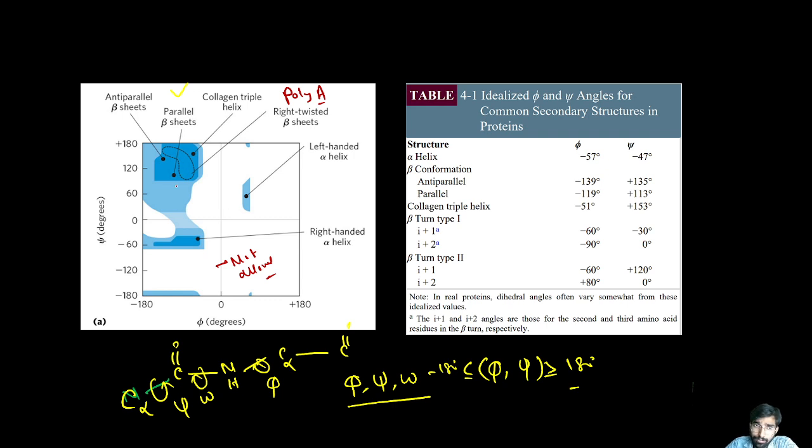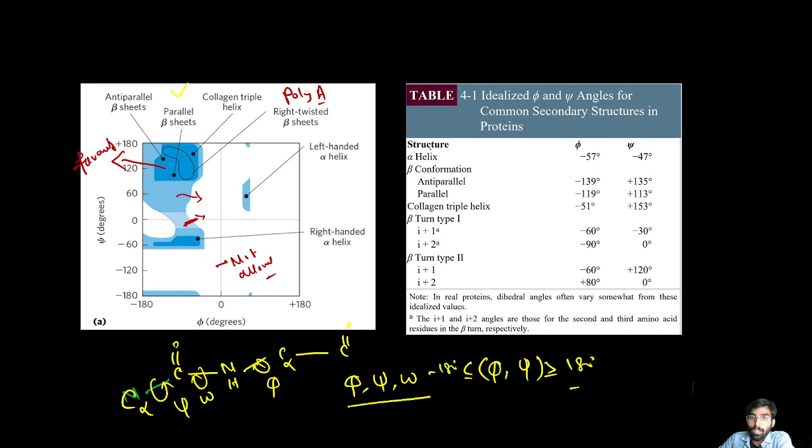The deep blue regions are where you can fit anti-parallel, parallel, right-handed alpha helix, left-handed alpha helix. All these are favorable. The faded blue is moderately favorable, so you have to make a little adjustment of the side chain. The faint blue is least favorable. Here there is quite a steric hindrance, but still some structure is possible. But the white zone is totally not allowed. It's not sterically allowed.